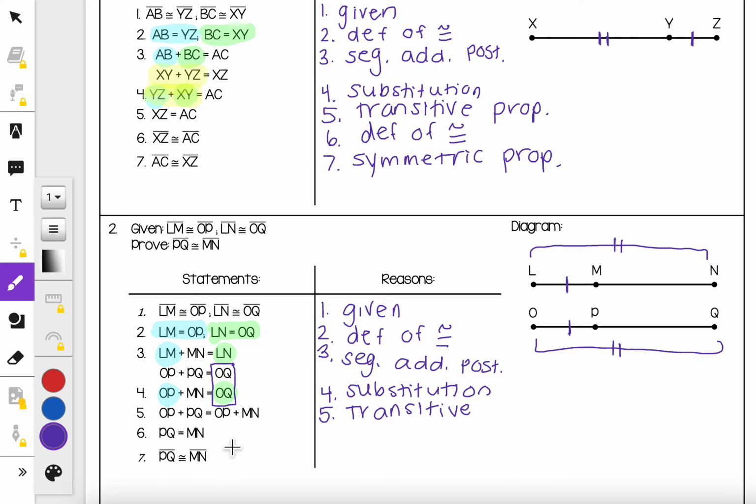All right. Now, if I look, I have OP on both sides. So I can subtract OP from both sides, and then I'm just left with PQ equals MN. So this is my subtraction property of equality. And then to get to my prove, segment PQ is congruent to segment MN, we're going to use that definition of congruence again. Okay?